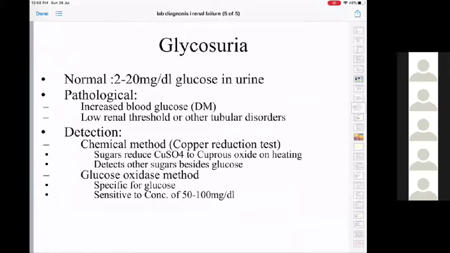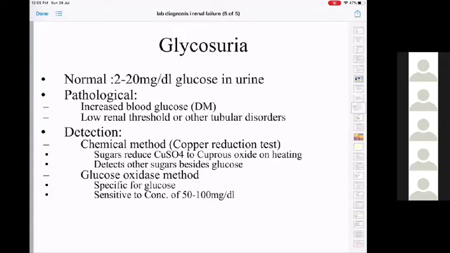If the blood glucose level is increased, like in a diabetes mellitus patient, where blood glucose is more than 200, 300, 400 and so on, it depends upon the patient, and also if there is a low renal threshold or other tubular disorder. Normally the renal threshold is around 170 to 180 milligram per dl. But if the blood glucose level is more than 170 or 180 milligram per dl, then glucose may be present in the urine.